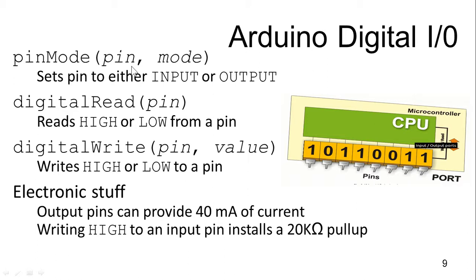digitalRead is the command used to read an input. It will read whether the voltage at that pin is high or low. It's like a sensing command. The digitalWrite command is used for output mode, and we specify the pin number and the value, which will be either high or low.